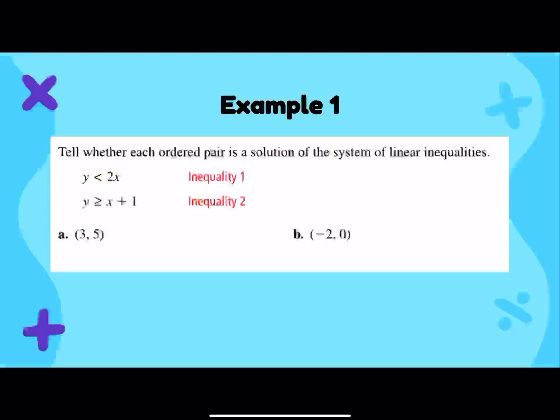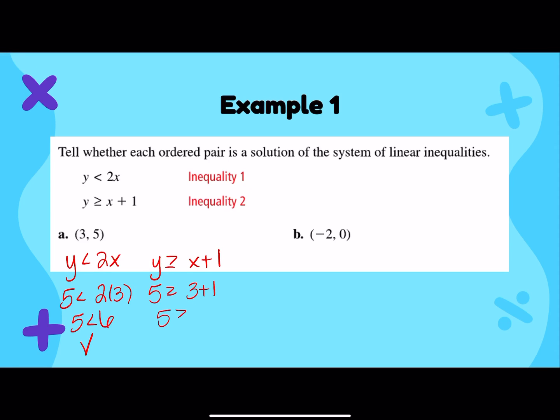All right, example 1 says, tell whether each ordered pair is a solution of the system of linear inequalities. So remember, for this to be a solution to the system, it has to work for both of those equations. So it has to work for this one, and it has to work for this one. So if I plug these in for x and y, I'm going to get 5 is less than 6. That is true. And I'm going to get 5 is greater than or equal to 4. That is also true. So this is a solution to that system of linear inequalities.